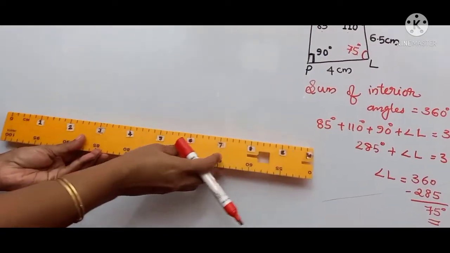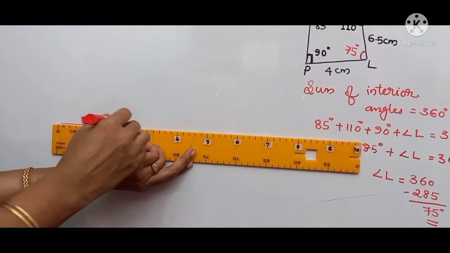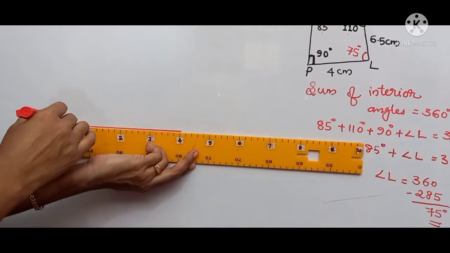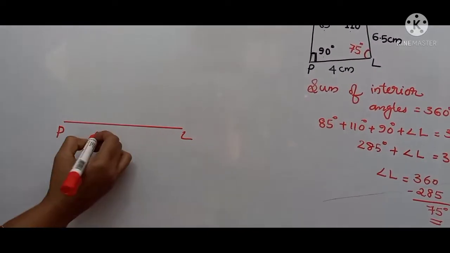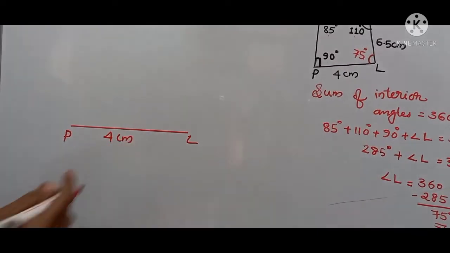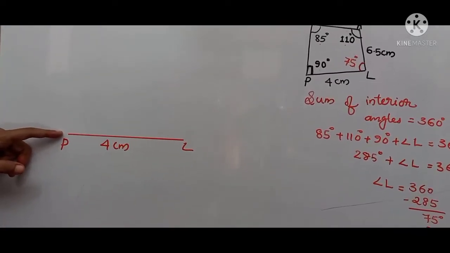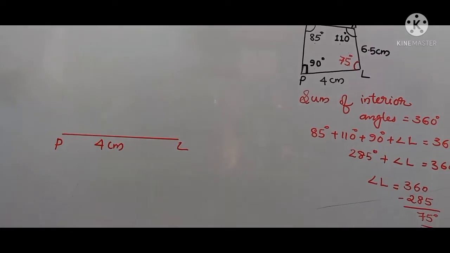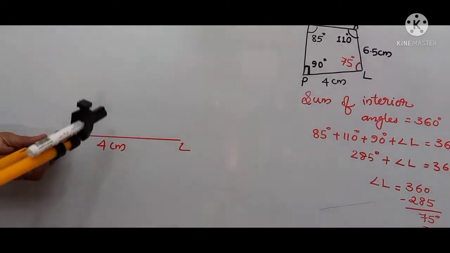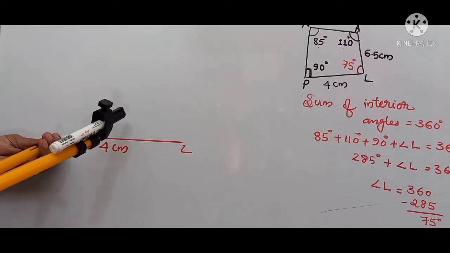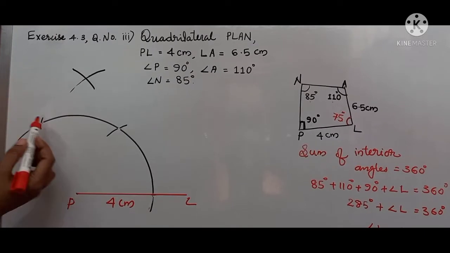PL is equal to 4 centimeter. First I am taking PL 4 centimeter, writing here PL is equal to 4 centimeter. Then next we have to construct a 90-degree angle here. Now you know how to construct that 90-degree angle. I'm just constructing that 90-degree angle here. You have seen it many times previously. Okay children, now we have constructed that 90-degree angle.